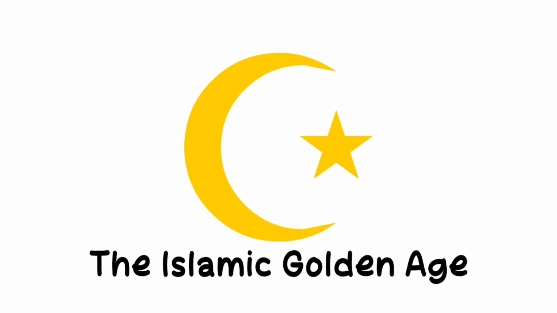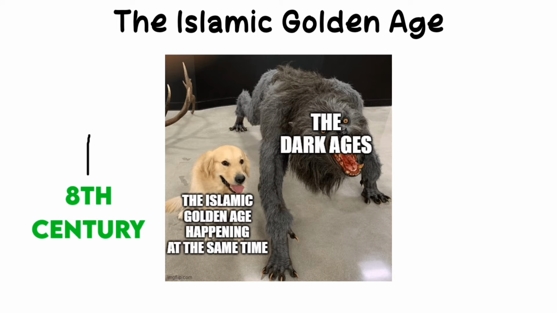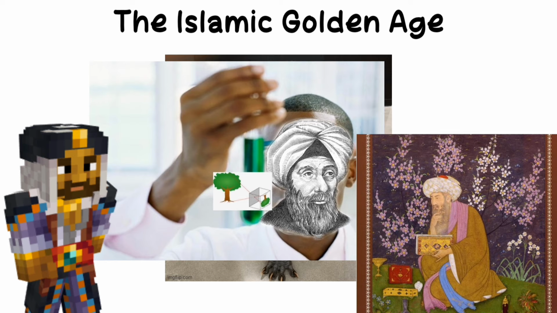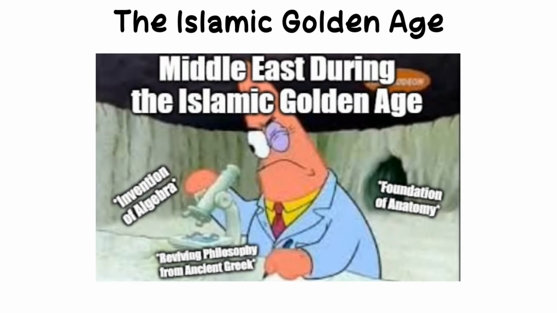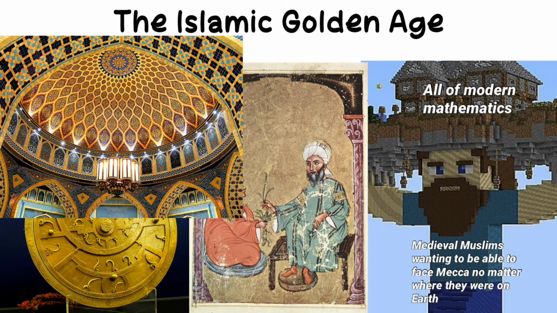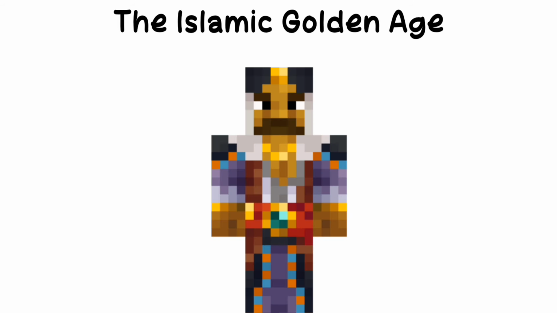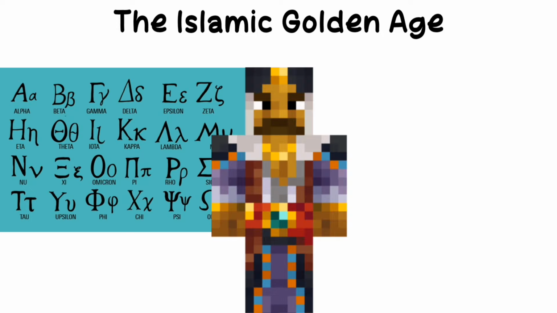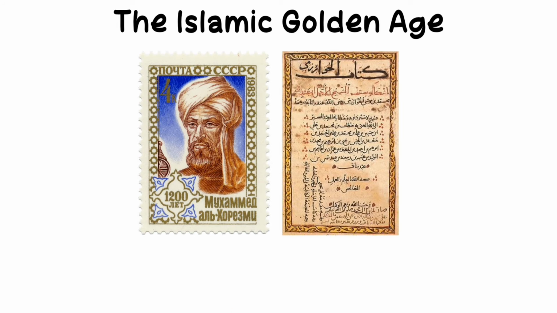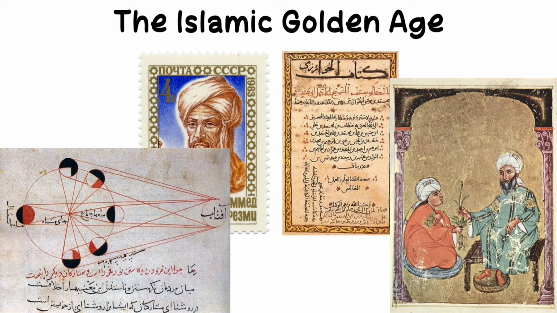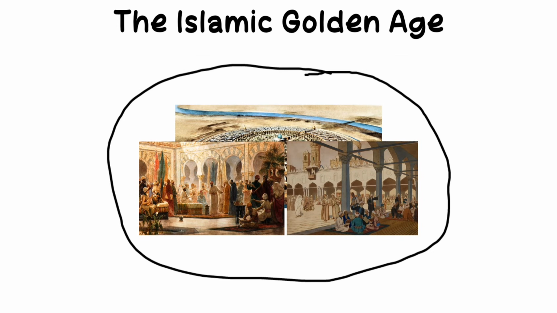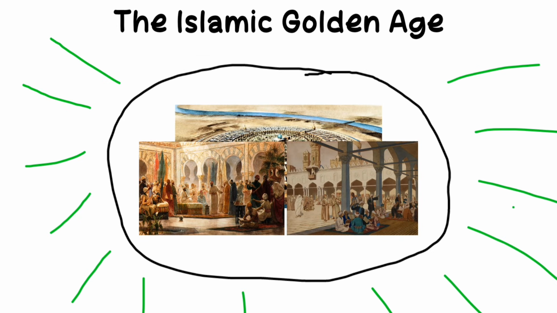The Islamic Golden Age. The Islamic Golden Age, spanning roughly from the 8th to the 14th century, was a period of remarkable cultural, scientific, and intellectual flourishing in the Islamic world. It was characterized by advancements in various fields, including mathematics, astronomy, medicine, art, and philosophy. During this time, Islamic scholars preserved and translated ancient Greek, Roman, and Persian texts, making significant contributions to fields such as algebra, optics, and medicine. Cities like Baghdad, Cairo, and Cordoba became centers of learning and culture, attracting scholars from different parts of the world.